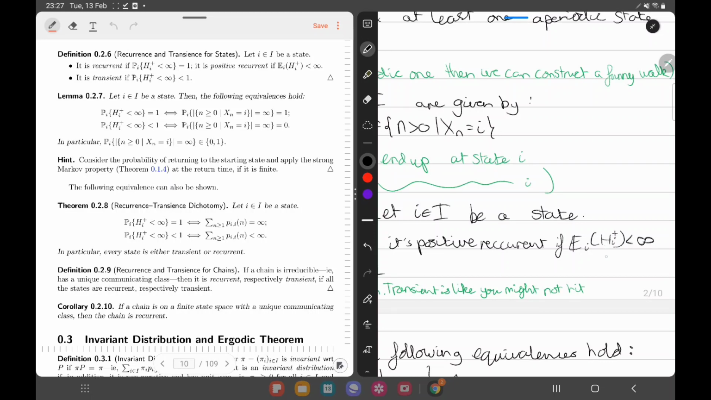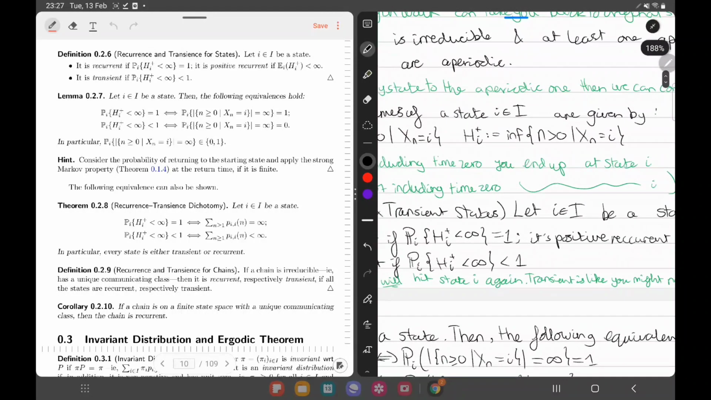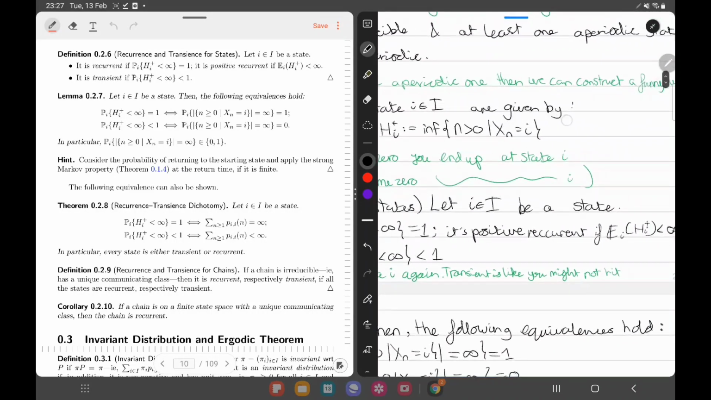So it's expected, no, not the expected, the expected returning time in the future is supposed to be finite. So I'm expecting to sort of return in finite time, less than infinite time.